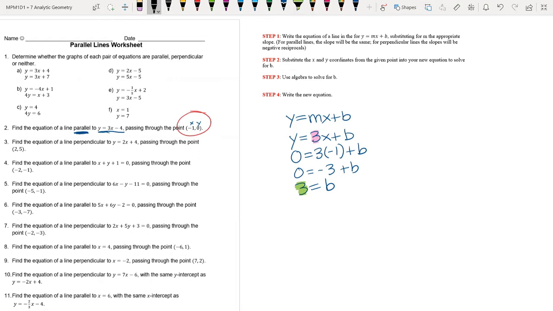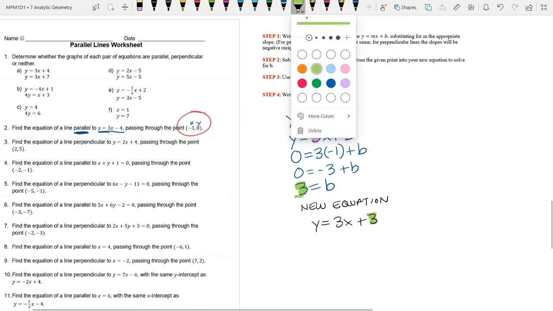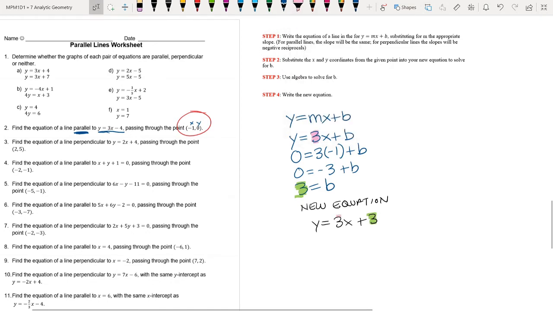Now we can write our new equation. Our new equation is simply y is equal to 3x plus 3. And where did we get those numbers from? We got this 3 here from this b over here. This is the y-intercept. And we got the slope here. You can see I've put in color coding so you can see where I'm getting those numbers. And right now that seems pretty straightforward, but as you'll see, it gets a little more complicated, and it'll be useful for you to see where the numbers are coming from.